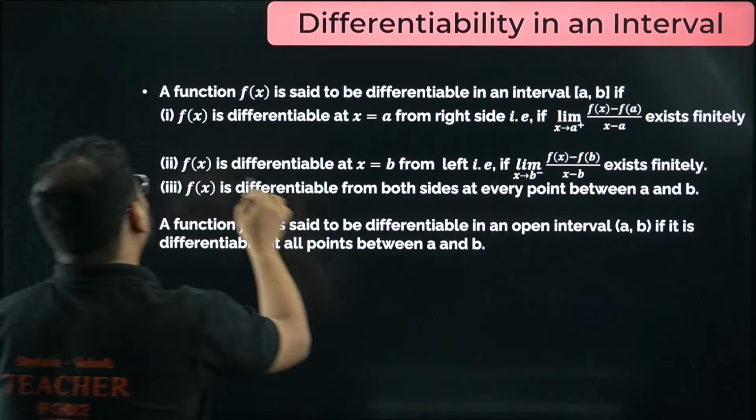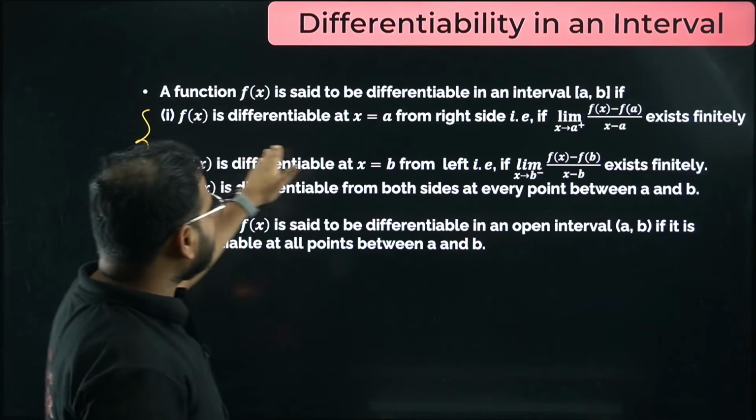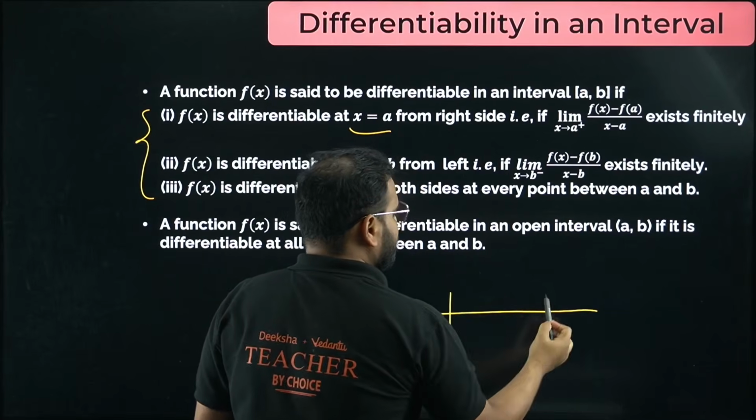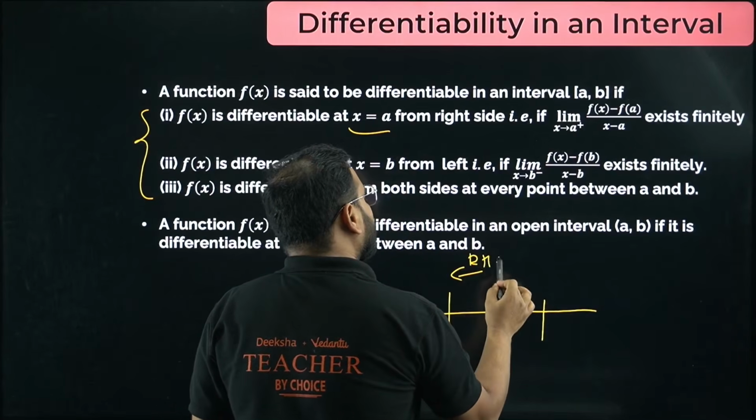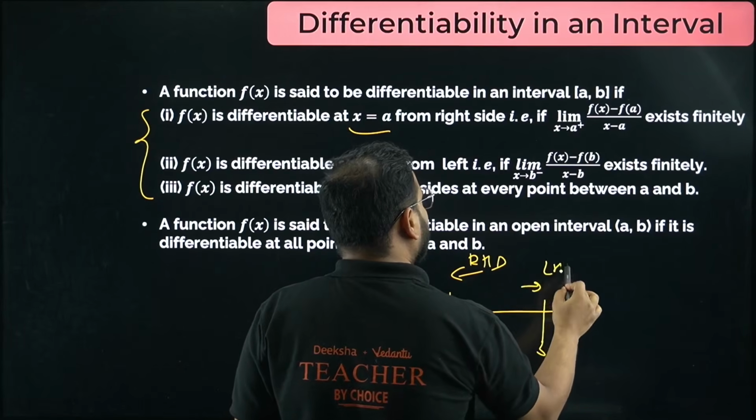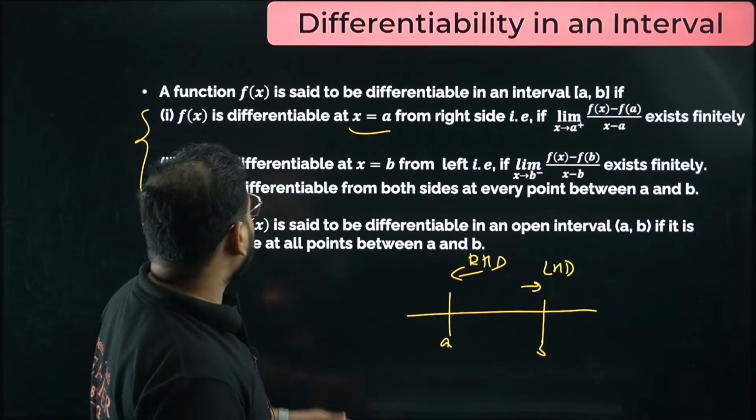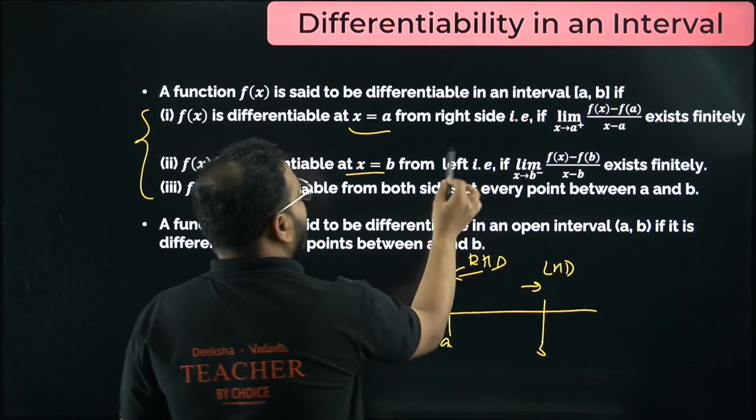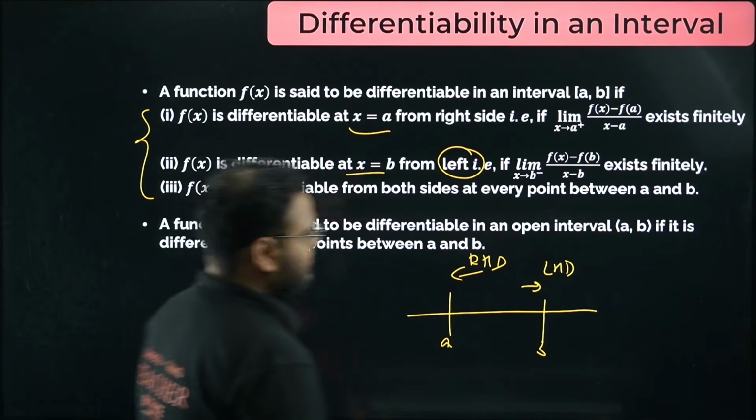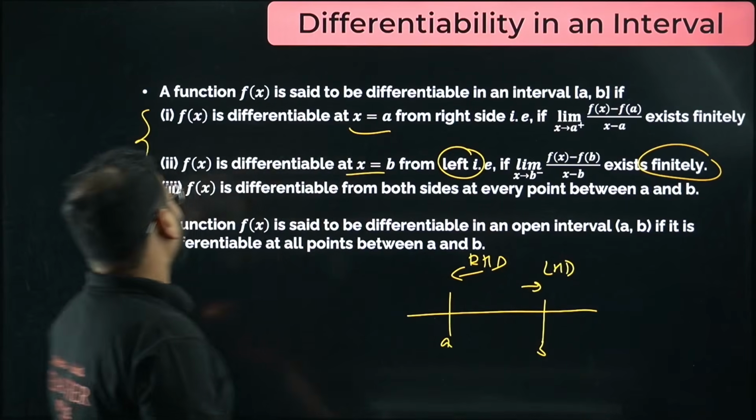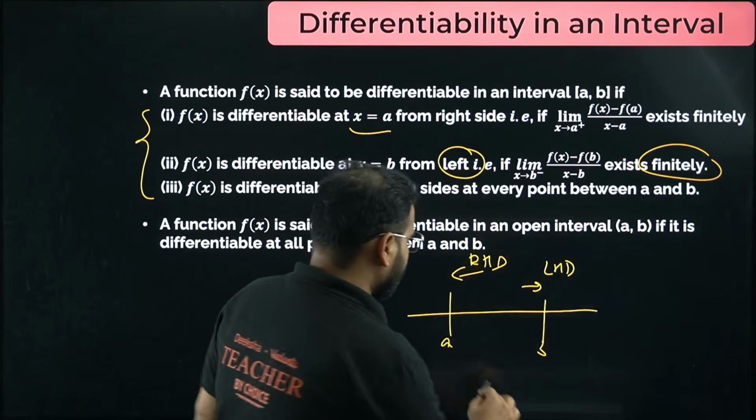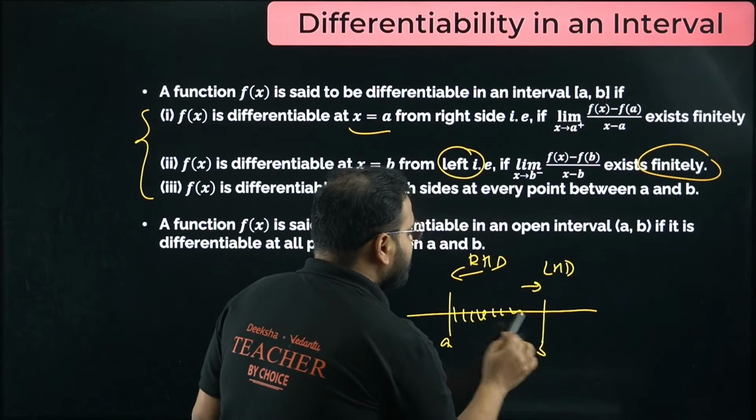First thing is, you have some points, remember all three. First point: f(x) is differentiable at x equals a from the right side. Same condition from here. So this RHD should exist at point A, and at point B your LHD, the left hand derivative, should also exist. At point B you should be having it from the left side, means your LHD should exist at point B, finitely, meaning it should be equal to a finite number. And f(x) is differentiable at all the points between A and B, on both sides. All these points are there, and it should be differentiable at all of them.